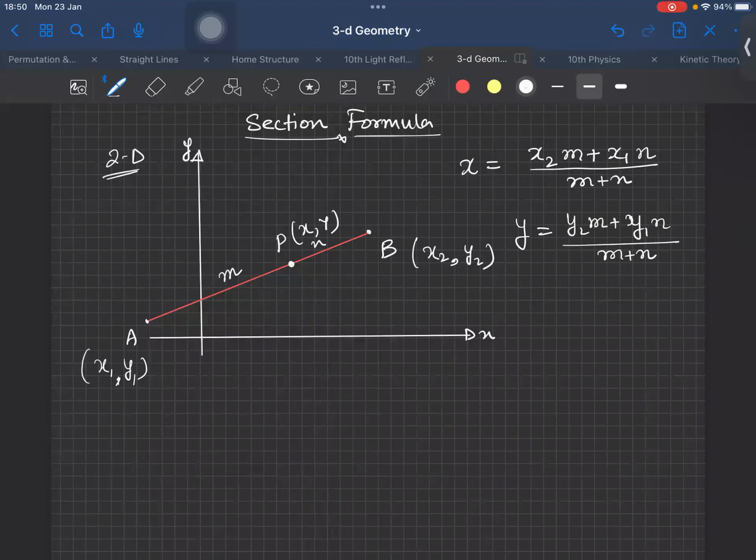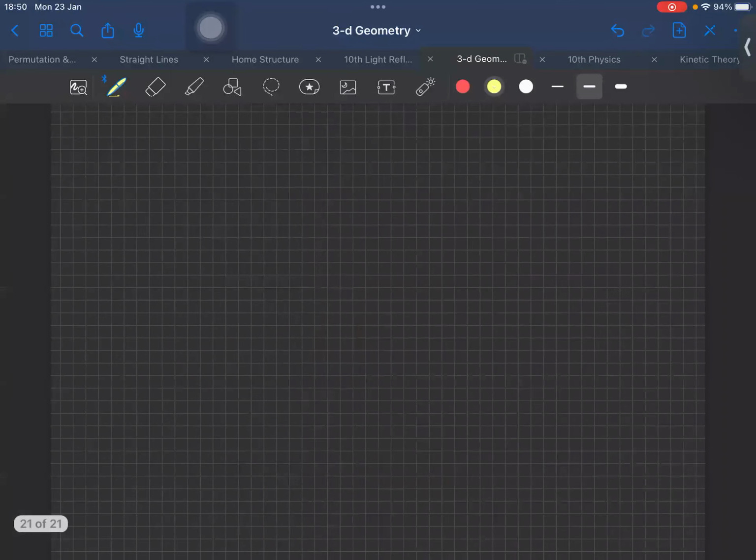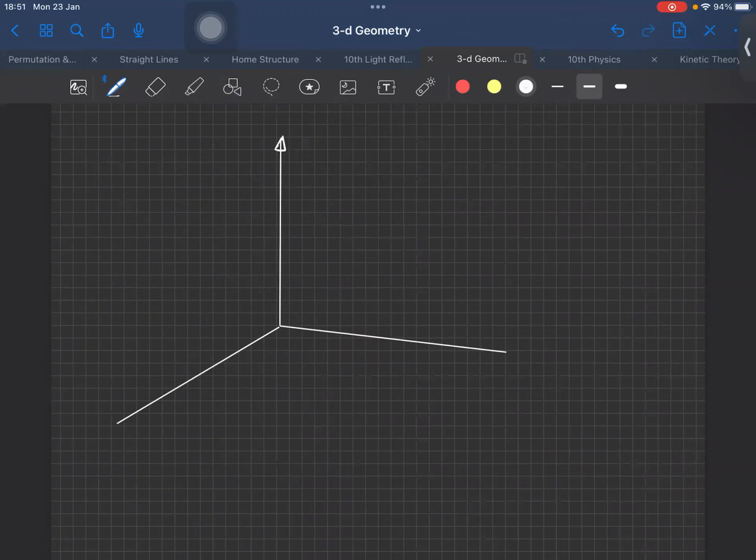Now in 3D it is exactly similar. But in 3D we have to take care. Let's say this is a new axis. So let's imagine these are the planes. Sorry, these are the axes.